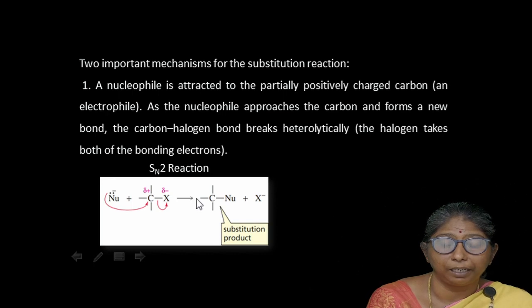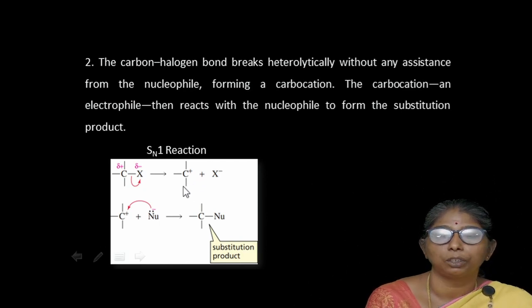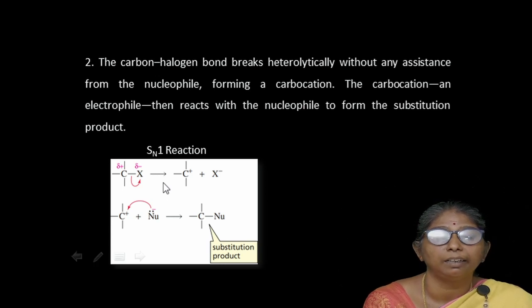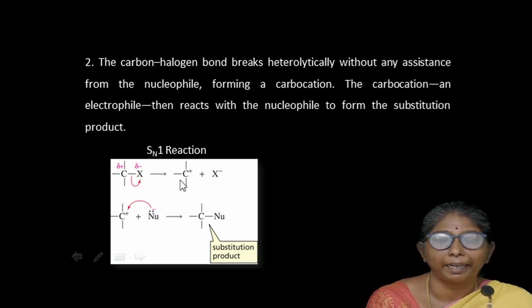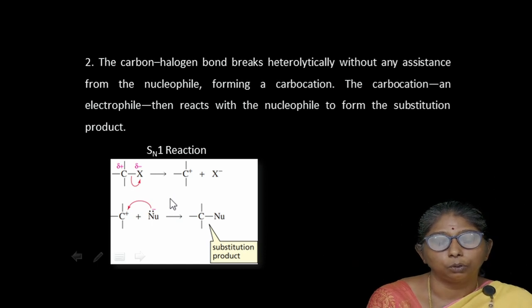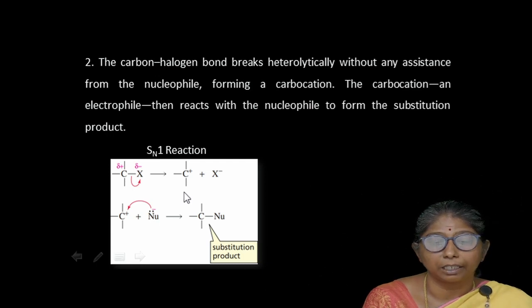This we'll see briefly in our video. Next I'll give a small introduction to the SN1 reaction also. Here the carbon-halogen bond breaks heterolytically without any assistance from the nucleophile. First the halogen leaves and we get a carbocation, and in the second step the nucleophile approaches the carbocation and forms a bond. So this reaction takes place in two steps and is called unimolecular nucleophilic substitution reaction. This we shall see briefly in our next video. Now I'll concentrate on the SN2 reaction.